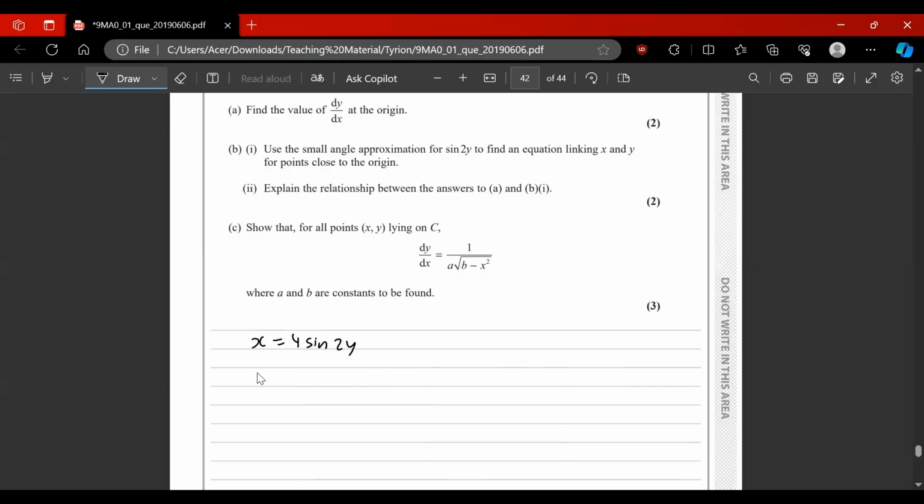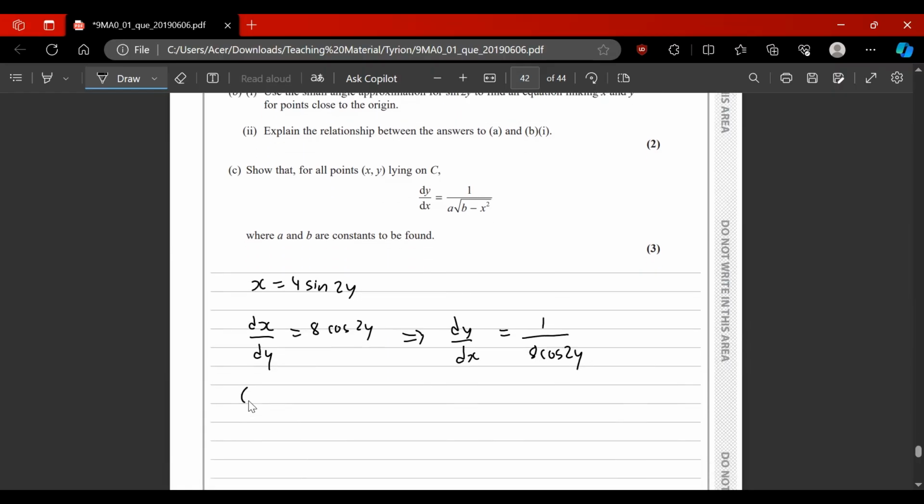So I can differentiate this with respect to y to get dx over dy is equal to 8 cos 2y. So I can now flip this or take the inverse to get dy over dx. dy over dx is equal to 1 over 8 cos 2y. And remember, at the origin, the coordinates are 0, 0. So therefore, dy over dx is equal to 1 over 8 cos 0, which is equal to 1. Therefore, dy over dx at the origin is 1 over 8.